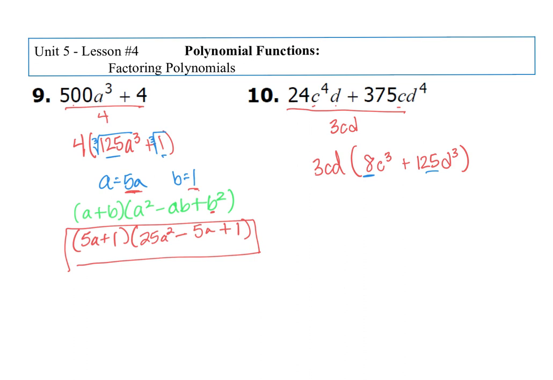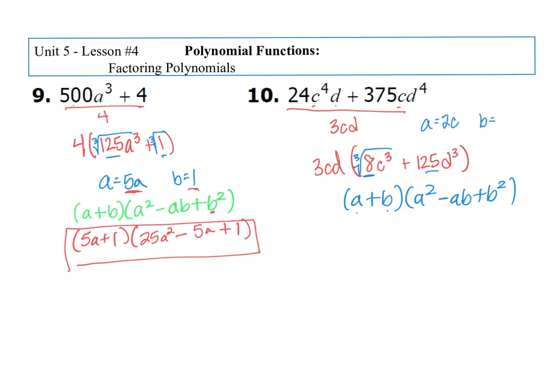So we'll do our sum of cubes, which again will be a plus b, and then a squared minus ab plus b squared. So a plus b, oh, I didn't show you what those are. Hopefully you were paying attention and you caught it. What are my a and my b values? Okay, a is the cube root of my 8c cubed, which is 2c.